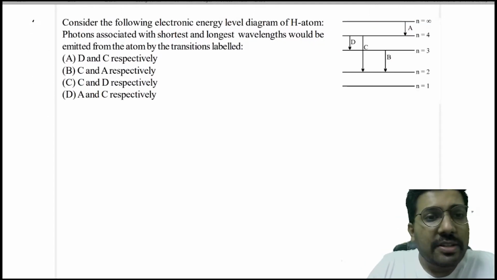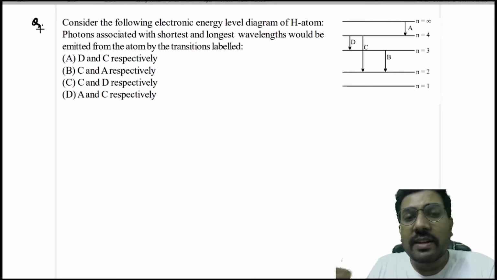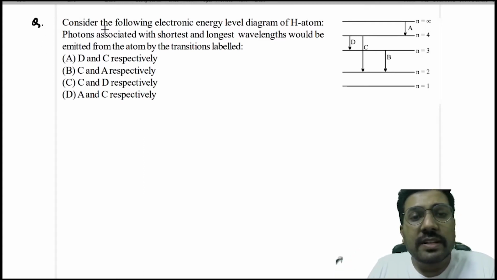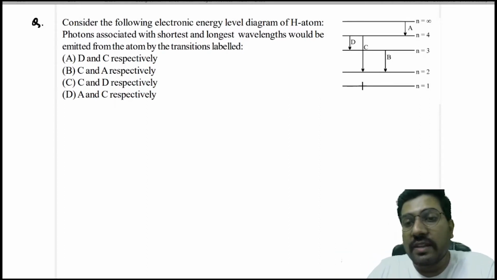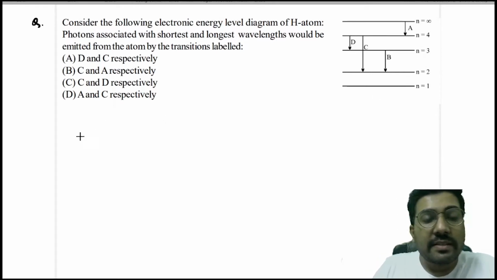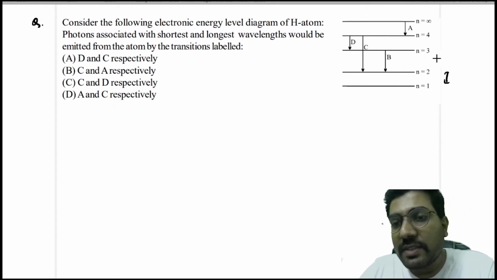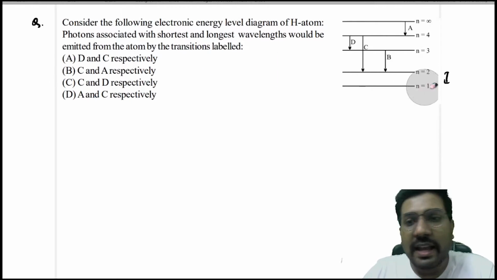Now in this question, they have given you: consider the following electronic energy diagram for a hydrogen atom. Photons associated with the shortest and the longest wavelengths would be emitted from the atom by a transition labeled. So they have not used n equal to 1, right? Now you know that the energy difference between two successive levels keeps on decreasing as we go to the higher orbit.